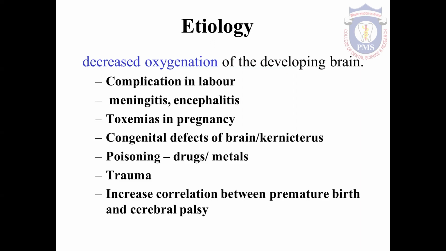The most commonly seen condition is premature birth, and low birth weight also. So there is an increased correlation between premature birth and cerebral palsy. If the child is premature, less than 36 weeks, 34 weeks, 28 weeks or so, the chances of getting cerebral palsy are higher, because the brain is not completely developed, and certain areas of the brain can have decreased oxygenation, and the development may not be completed, and that leads to cerebral palsy.